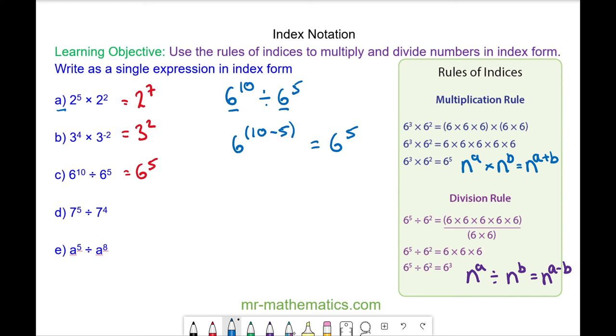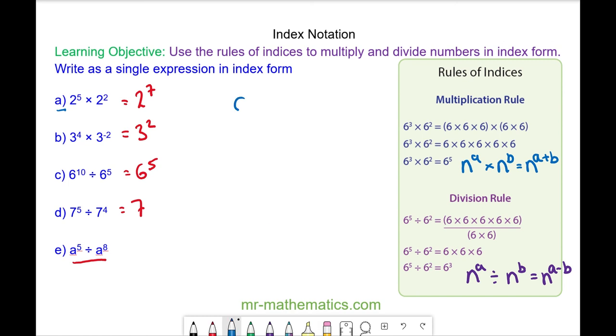For question D then, we have 7 to the power of 5 divided by 7 to the power of 4. The bases are the same, so we can subtract the 4 from the 5, which gives us 7 to the power of 1, which is 7. And finally, do you want to try and simplify a to the power of 5 divided by a to the power of 8? Again, by pausing the video, and you can resume it when you're ready.